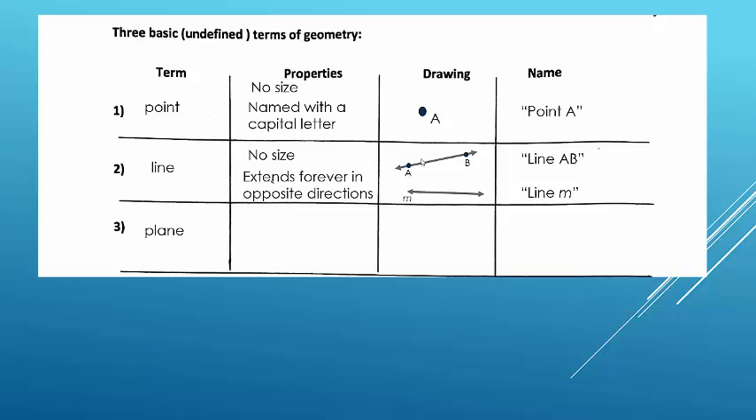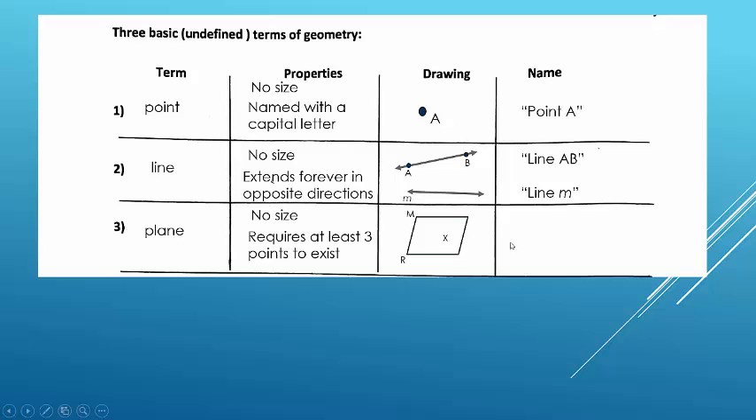The last term is plane. Again, a plane has no size. It can be as big or as small as you would like, or as long or short as you like. And it requires at least 3 points in order to exist. So basically, a plane is like a two-dimensional figure. So you need to have at least 3 points to make a plane.